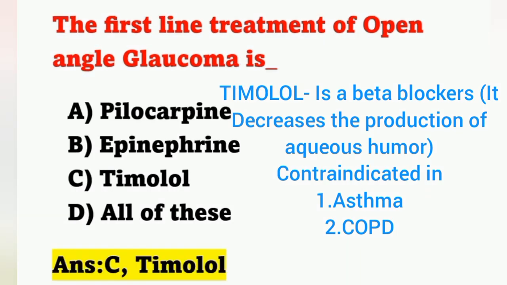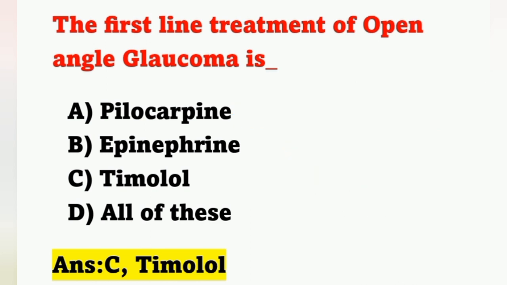It is timolol. Option C is the correct answer. Timolol is a beta blocker. It helps to decrease the production of aqueous humor. This medication is contraindicated in case of asthma and chronic obstructive pulmonary disease, that is COPD. So in case of COPD and asthma, we are not administering timolol. On to the next question.